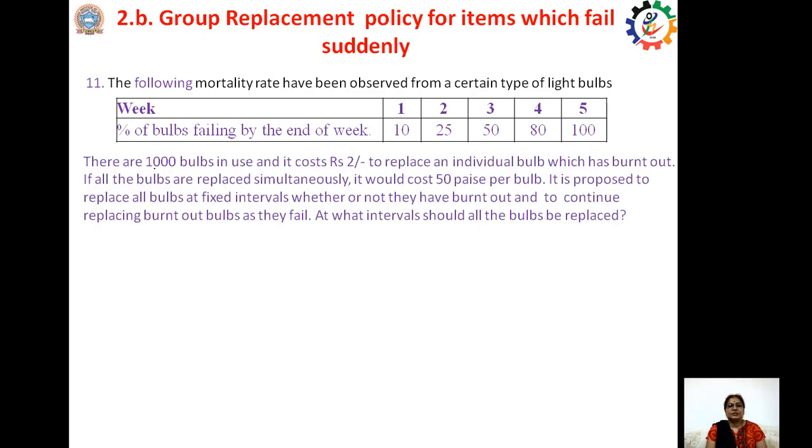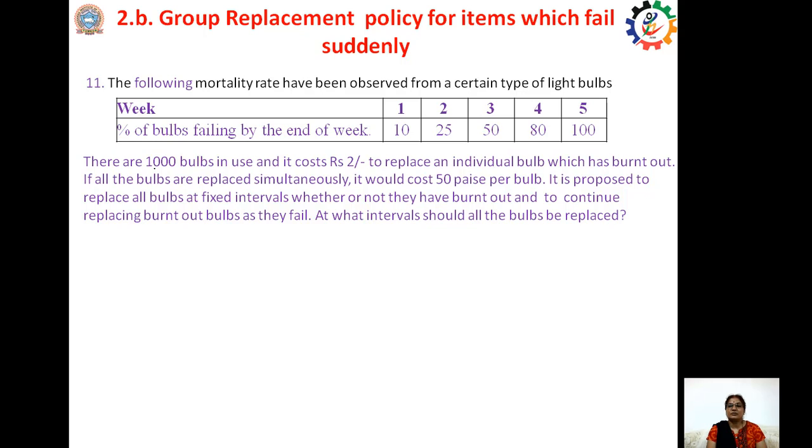There are totally 1000 bulbs. Capital N is equal to 1000. It costs ₹2 to replace an individual bulb. Retail price CI is ₹2. If all the bulbs are replaced simultaneously, group replacement cost is 50 paise, 0.50 rupees.